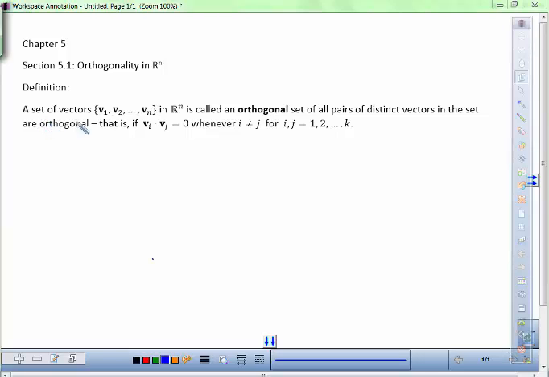So let's see, a set of vectors v1, v2 through vn in Rn is called an orthogonal set if all pairs of distinct vectors in the set are orthogonal. This is an if. So that is, if we take any 2 vectors and dot them, we get the dot product equal to 0.